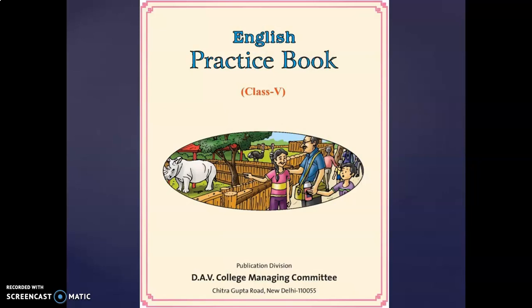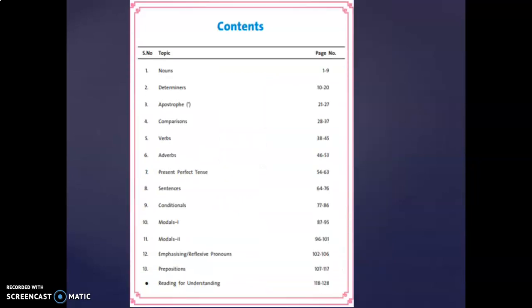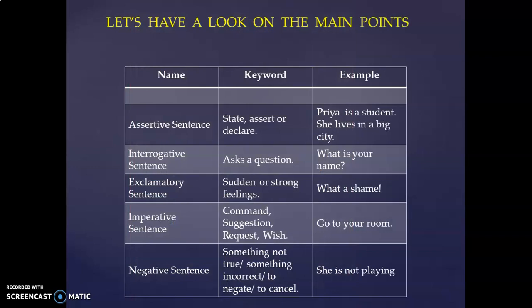Take out your English practice book. Today we will continue with the chapter lesson sentences. In the previous video, I explained to you about the different types of sentences and we had done worksheets 1 and 2 in that. Now we will do worksheet 3, but before that let's revise the key points of the chapter, different types of sentences.